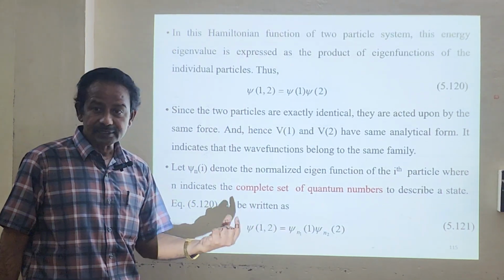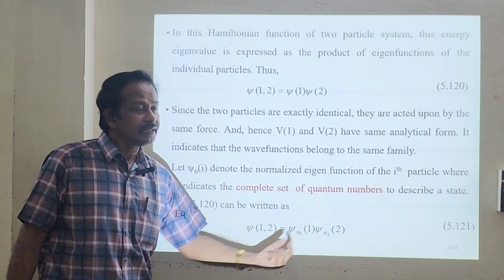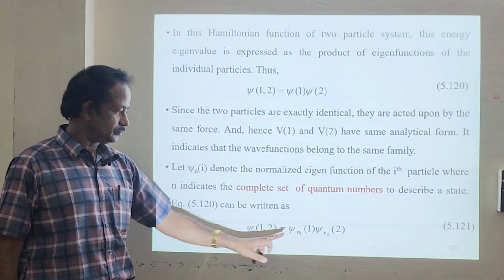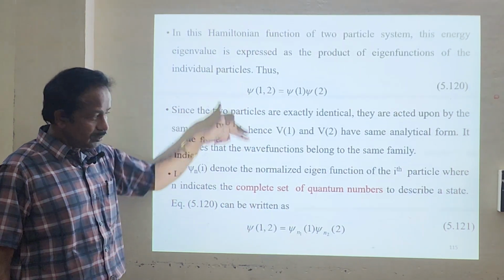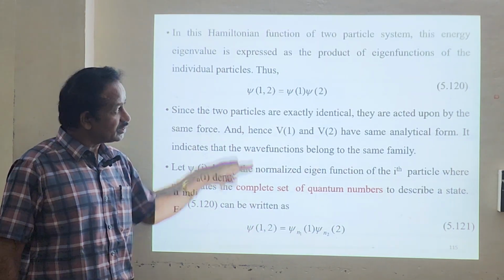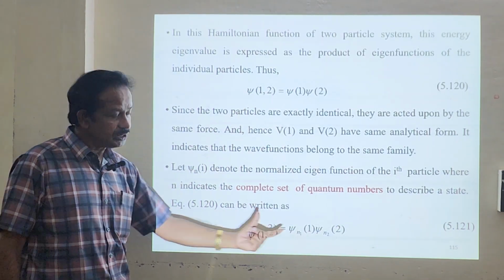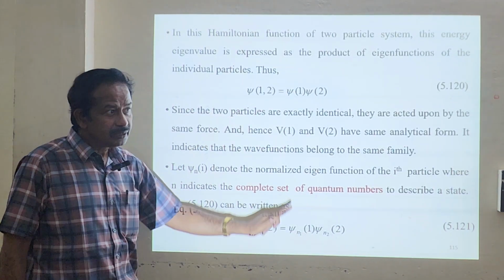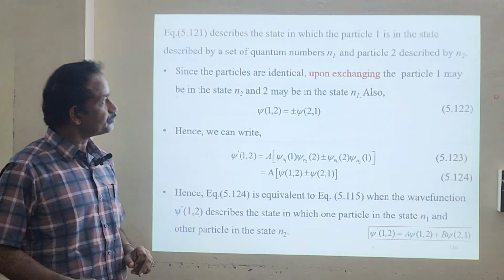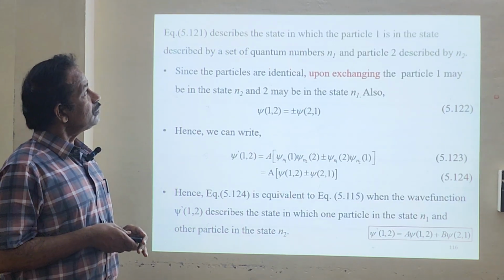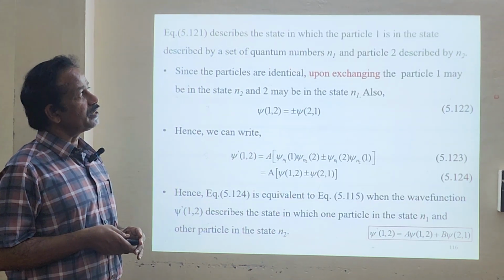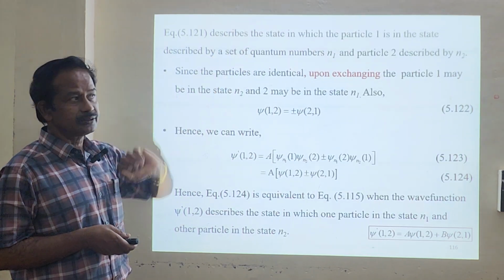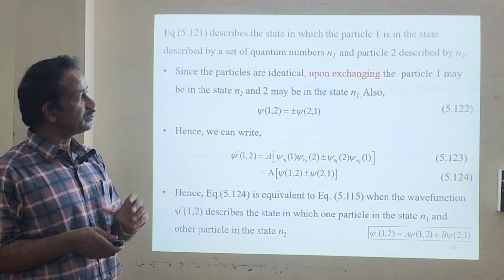n1 stands for the set of quantum numbers for the first particle, n2 stands for the set of quantum numbers for the second particle. Okay, the same equation, we have written it with the quantum numbers. Is it okay? This is without quantum numbers, this is with quantum numbers. Now, this equation describes the state in which particle 1 is in the state described by the set of quantum numbers n1 and particle 2 is described by the set of quantum numbers n2.